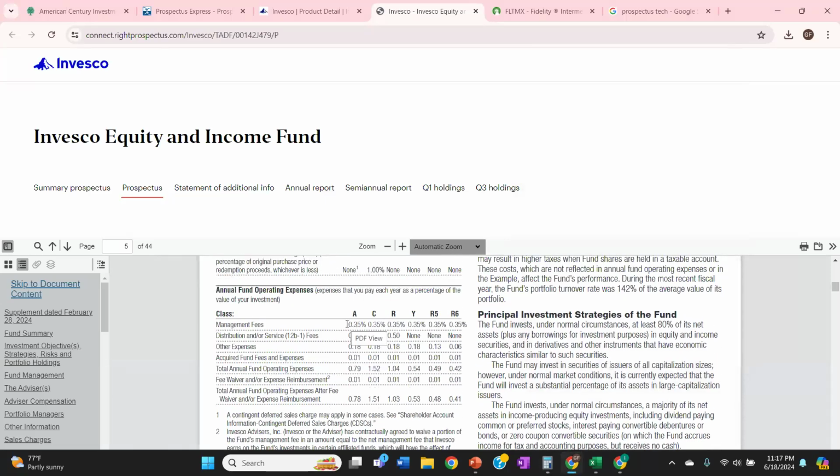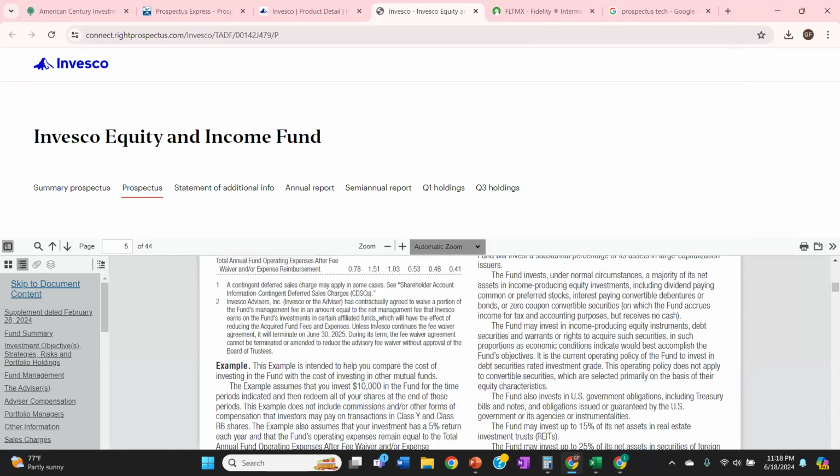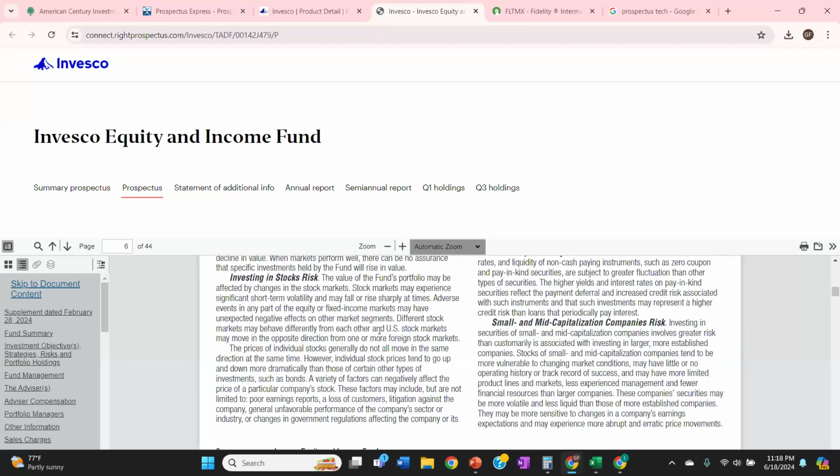The annual fund operating expenses, the rate of return that they give you on these over a long period of time more than makes up for what the fund expenses are on a yearly basis.